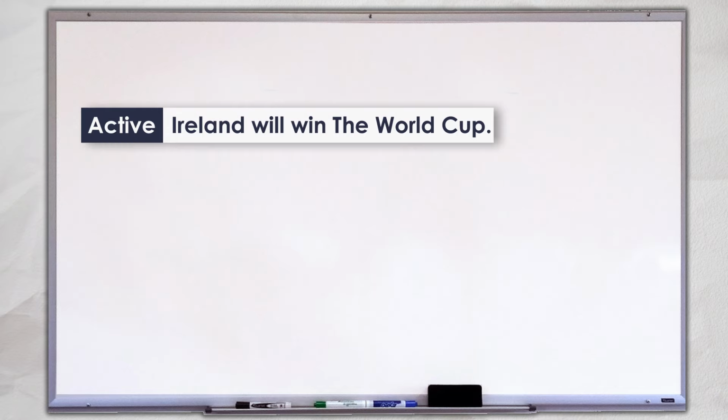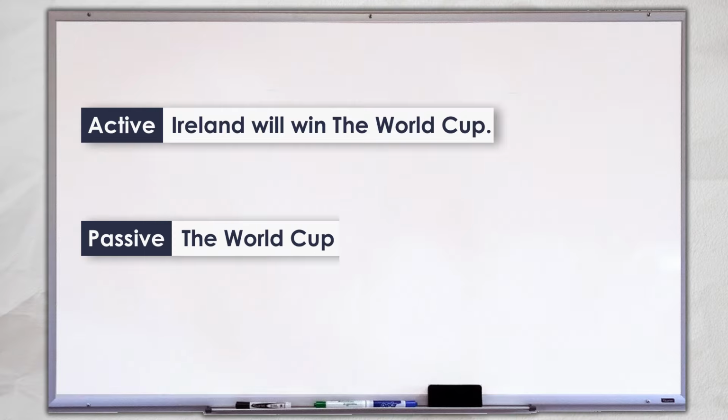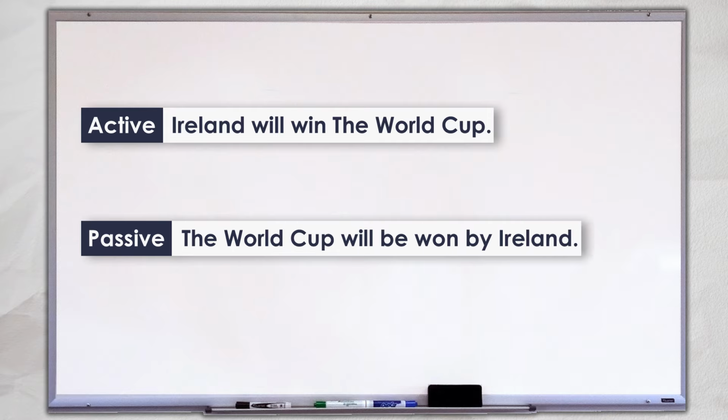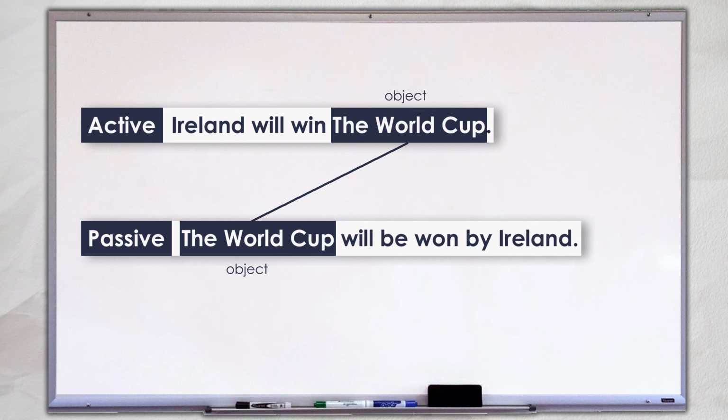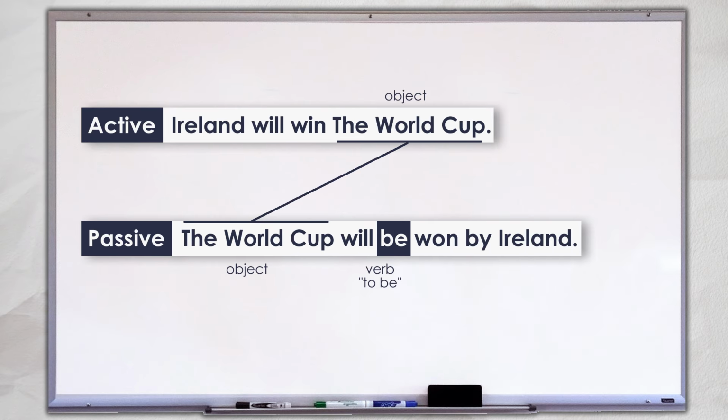The active voice: Ireland will win the World Cup. We're focusing on Ireland. But the passive voice: the World Cup will be won by Ireland. We're focusing on the World Cup. That's the important part. So we do this to make one part of the sentence more important than the other. And the way we make it is like this. First, we move the object to the beginning of the sentence. Then we add the verb to be. It could be is, am, are, was, were, or sometimes it's just be, like in will be.